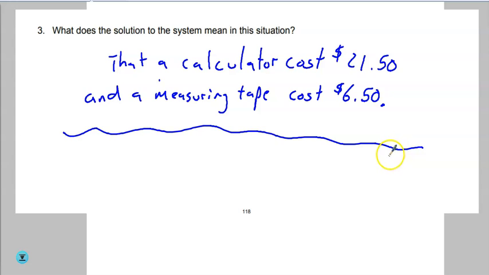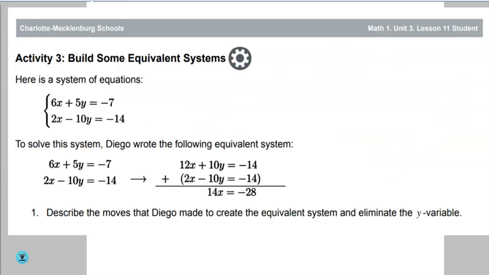All right. So let's look at activity 3. So here was Diego's problem. This is how Diego solved. So go ahead and pause and describe the moves that he created to make the equivalent. All right, so copy down the problem, right? Same thing. Here, the bottom equation does not change, so he's changing the top one. So we know he's multiplying. And 6 became 12, 5 became 10, -7. So he's multiplying by, hopefully you said 2, right?